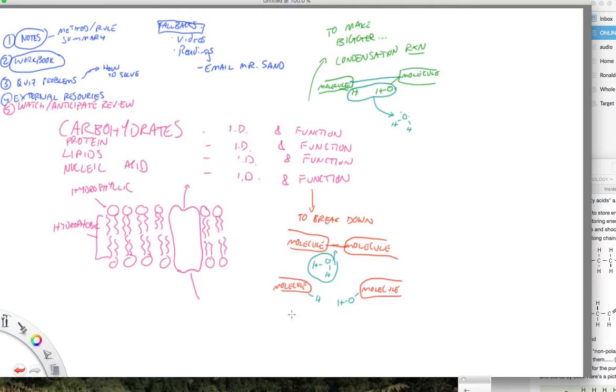So we have a word that means water splitting, which is hydrolysis. Some people say it differently. I don't. I say hydrolysis. This is to break down. This is a hydrolysis reaction. This whole process right here, water coming through, splitting it apart. So know that as well. So I've gone into some detail there about the different macromolecules and then the reactions to make them bigger, to make them smaller.